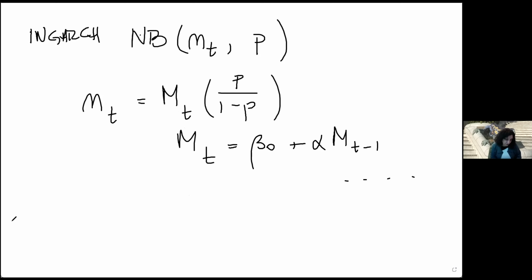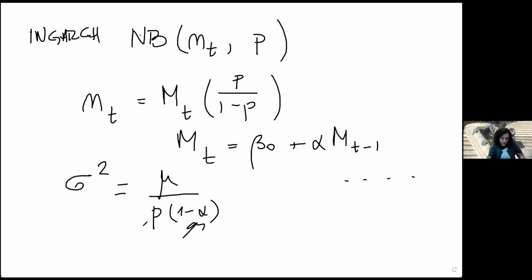INGARCH. But if we take an autoregression of order just 1, then sigma squared in this case would be mu over P times 1 minus alpha, and a change in alpha gives us extra overdispersion. No, P. The alpha is the same as we had before. So P here gives us an additional dispersion parameter.